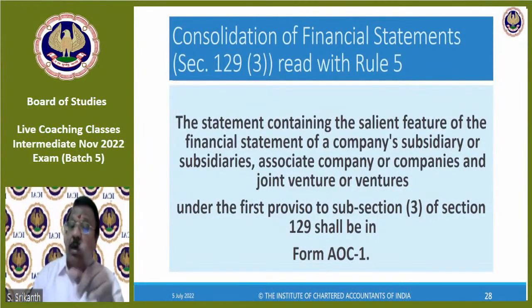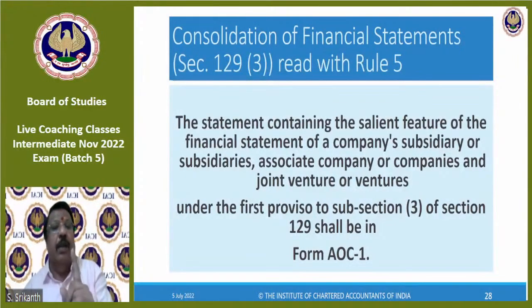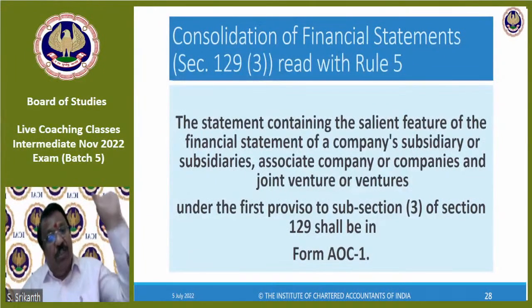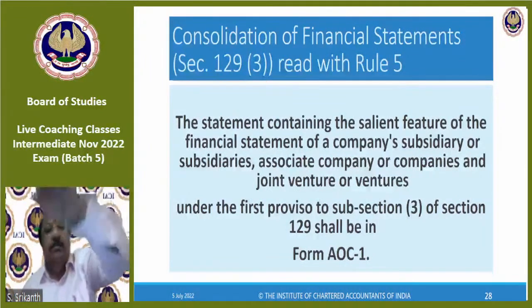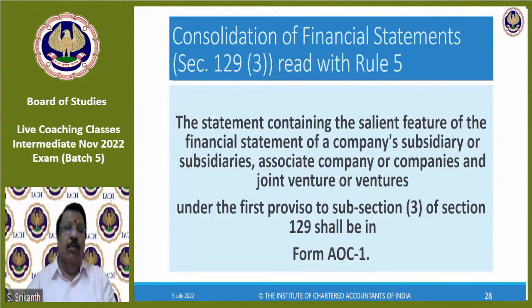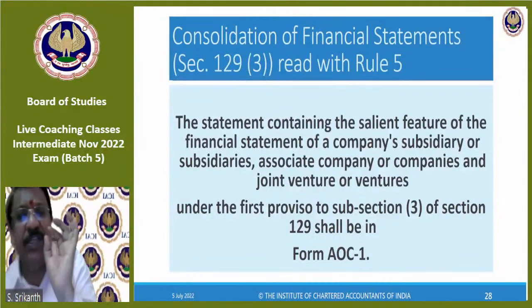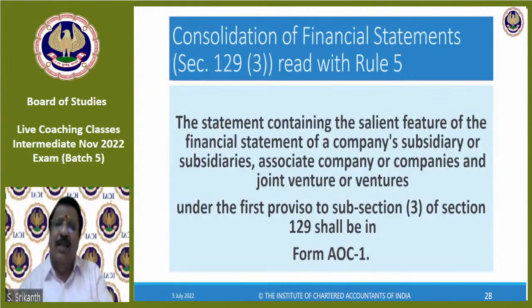And once upon a time, associate companies and joint ventures were not consolidated. It was only subsidiary, pure subsidiary, where you held more than 51% of the shares of that company, the de jure subsidiary, you have to consolidate. And along with the consolidated, there will be a standalone holding, consolidated, and also subsidiary. The subsidiary full financials will be a huge thing. But now they are saying you don't have to give it in full. It is enough if you give a statement containing the salient features, important points. And that format is AOC 1. That's all you have to know.